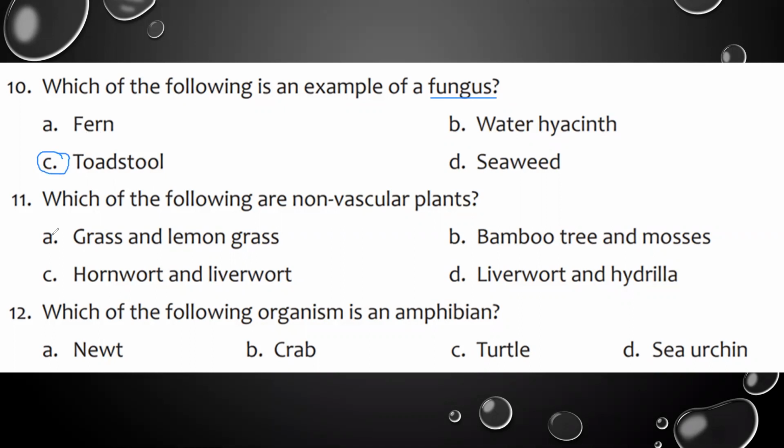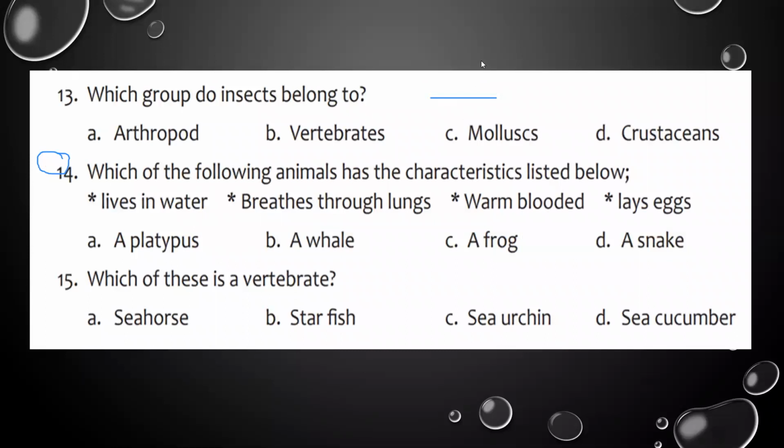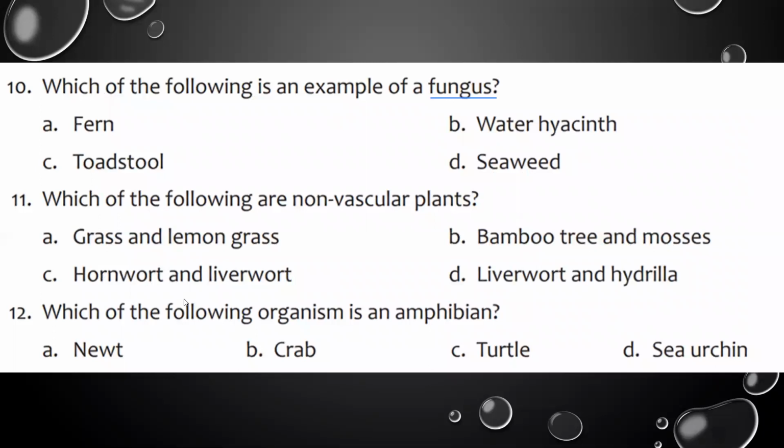Now, for number 11, number 12, number 13 and 14, do it by yourself. Okay, so I know that you know this already. If you cannot answer, refer to your book. You read your book once again. Let me help you read number 11. Which of the following are non-vascular plants?